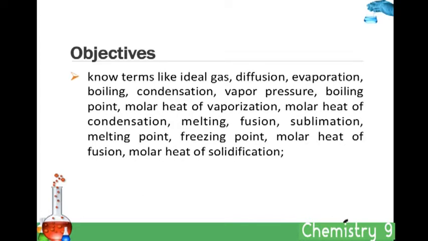know the terms like ideal gas, diffusion, evaporation, boiling, condensation, vapor pressure, boiling point, molar heat of vaporization, molar heat of condensation, melting, fusion, sublimation, melting point, freezing point, molar heat of fusion, and molar heat of solidification.